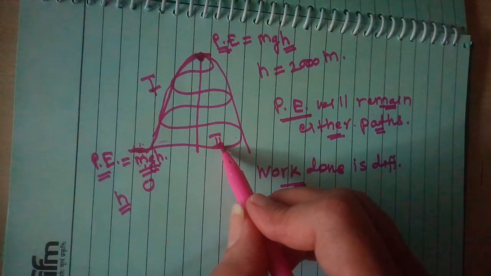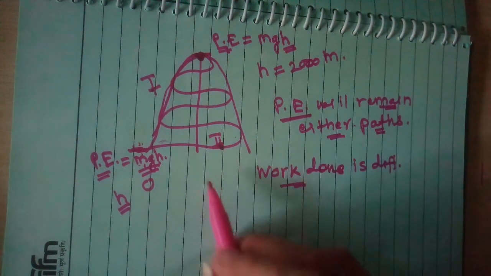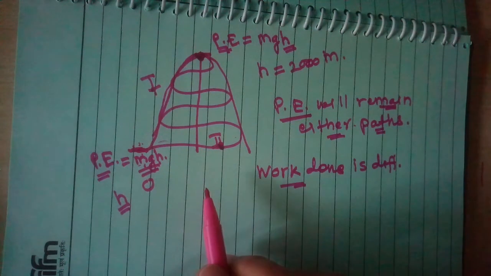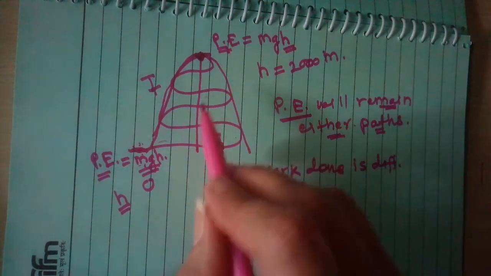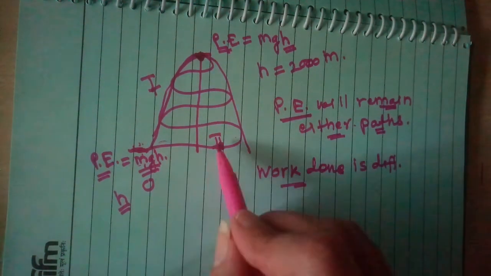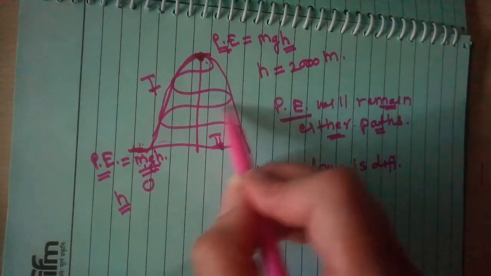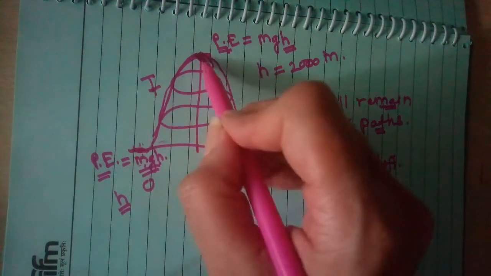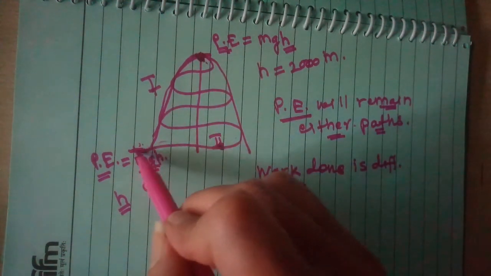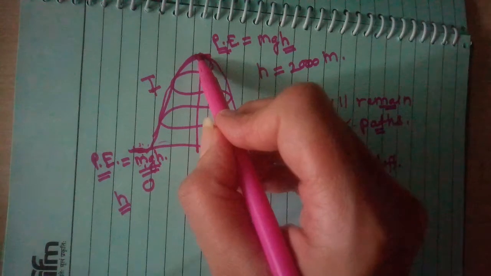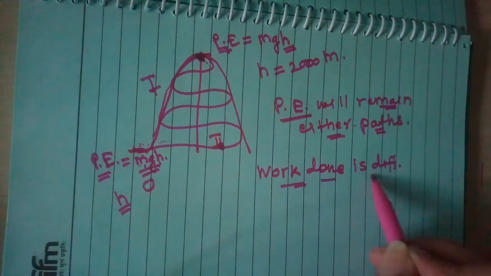In the second path, what happened? Work done is called a path function because it depends on the path of the reaction. So it's very obvious that if you follow this path, you will have to do more work compared to if you follow path number 1. So in both cases, work done would be different.